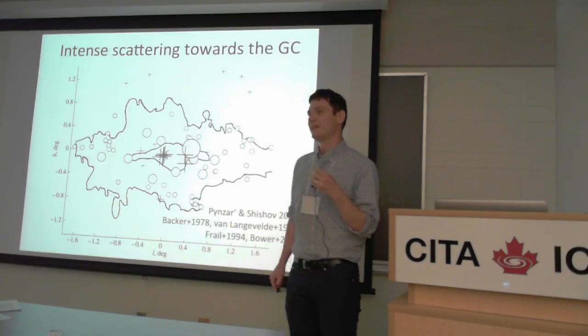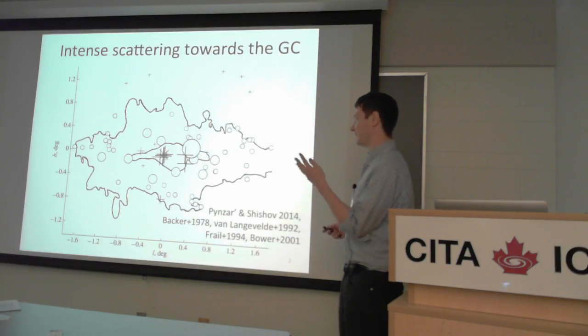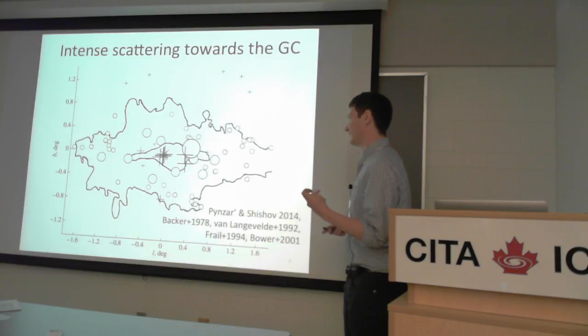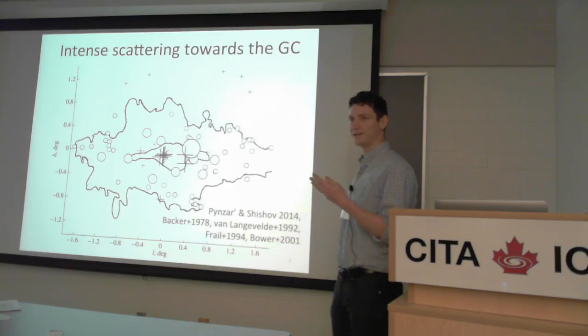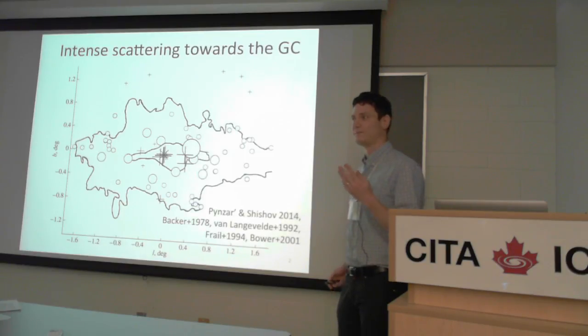It's really interesting, I think, now becoming a puzzle again: this intense interstellar scattering that's seen towards the galactic center and other regions as well, but specifically in the galactic center. This is some compilation of scattering sizes. The plus symbols are maser sources where you can measure angular sizes. The cross is Sagittarius A*, the black hole at the galactic center itself, the radio source. And these open circles are at least claimed measurements for extragalactic background sources.